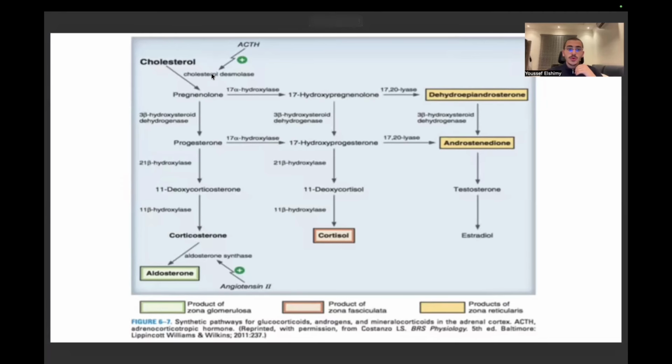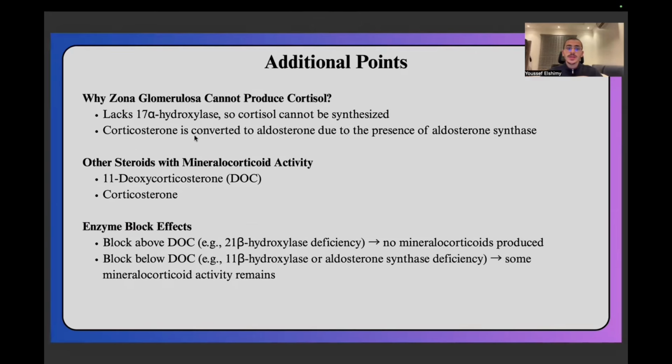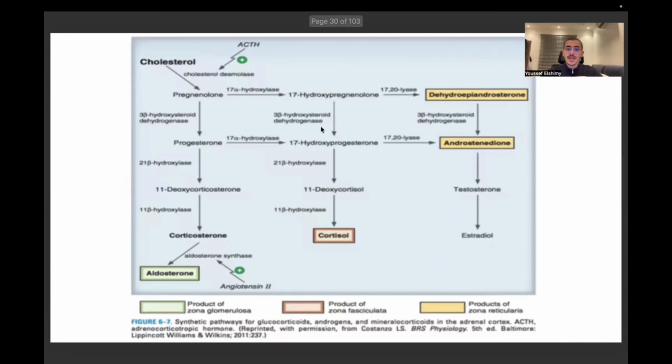Okay, let's go over the pathway. You can see that pregnenolone is converted to progesterone by 3 beta hydroxysteroid dehydrogenase, then progesterone to 11-deoxycorticosterone by 21 beta hydroxylase, then 11-DOC is converted to corticosterone by 11 beta hydroxylase. Finally, the final step is the conversion of corticosterone to aldosterone by aldosterone synthase. And this is regulated by angiotensin 2, which is why angiotensin 2 is important in producing aldosterone. Someone might ask, why doesn't the zona glomerulosa produce cortisol? Because it has a shared pathway.